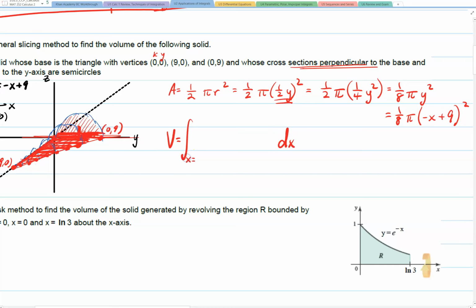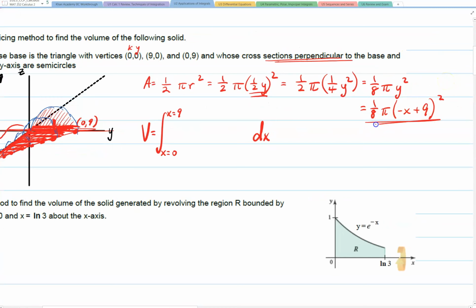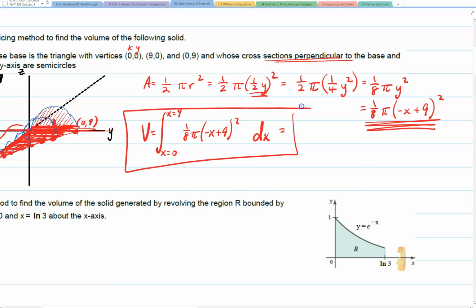So that tells me that my boundaries have to live with x values as well. Now we're running from 0 on the x-axis up to 9 on the x-axis, so I'll use an integral from 0 to 9. And then the area formula, well, I'd want to choose the area formula that's based on the variable x. So I'm going to use this one here, 1/8 times pi times negative x plus 9 quantity squared dx. I believe that's going to be an integral that obtains the answer that we're looking for.